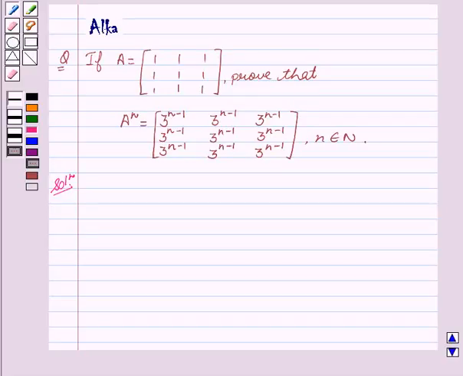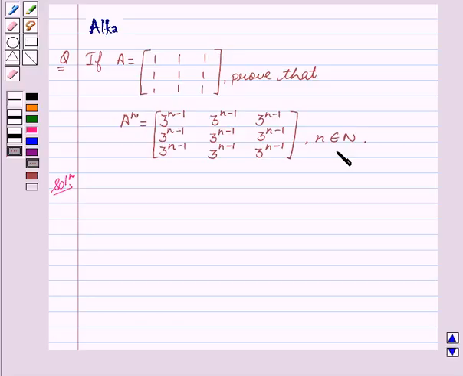We are going to discuss matrices. If A equals the 3 by 3 matrix with all entries 1, we have to prove that A to the power n equals the 3 by 3 matrix with every entry 3 to the power n minus 1, where n is an element of the natural numbers.